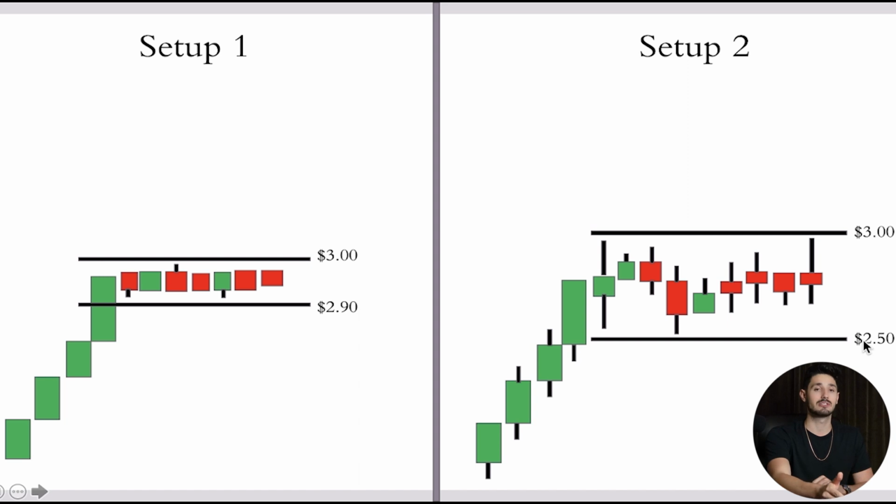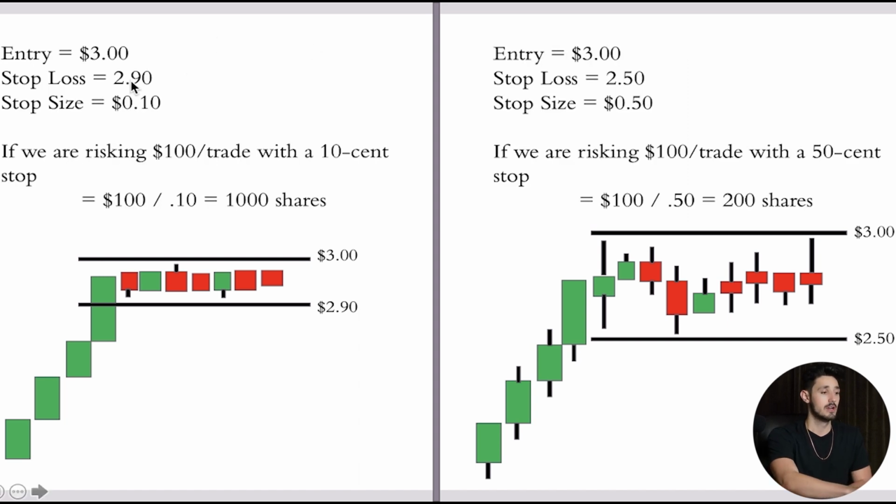Okay, so let's calculate the size of our stop. Okay, so we know our entry is at $3. Our stop loss is at $2.90. Our stop size is 10 cents. So if we're risking $100 per trade with a 10-cent stop, according to the share sizing formula, we're going to be able to get 1,000 shares, right? Because $100 risk divided by the size of our stop, which is the entry price minus the stop loss price, which is 10 cents. 100 divided by 10 cents equals 1,000 shares.